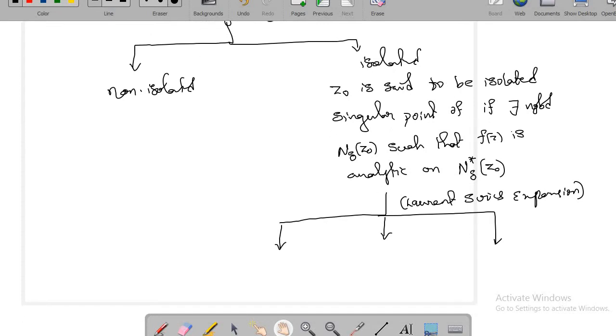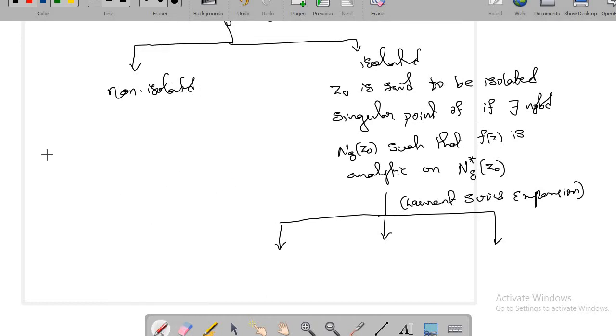So do you remember when the Laurent series exists? Let's say when you have some Z0, and when you have some annular region like this, either you can take an annular region like this, or simply this is also called an annular region when Z0 is a singularity. Okay, so in this annular region, when you know f is analytic, we have a series expansion, right? So in that series expansion, we mainly have two terms.